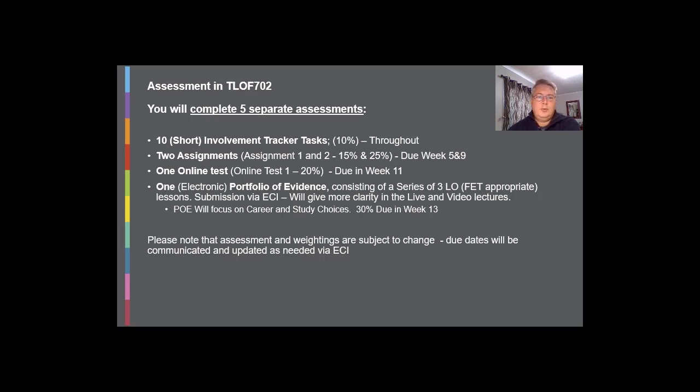At the end, there will be one electronic portfolio of evidence consisting of a series of 3 ALO lessons, FET appropriate lessons, and they will have to be submitted via ECI, and you will be given more clarity as we go closer to that project. But for now, suffice it to say that the POE, or portfolio of evidence, will focus on career and study choices, and it will be worth 30% of your final mark for the module, and it's due in week 13.